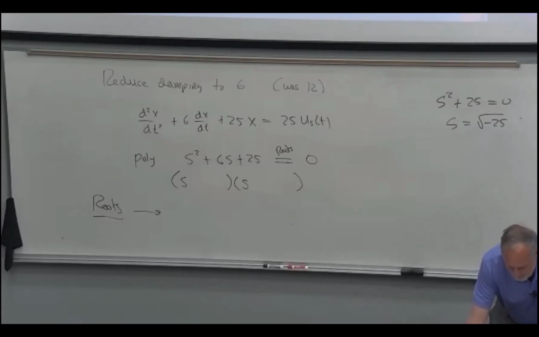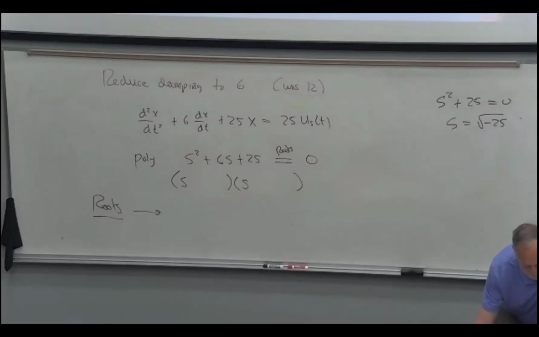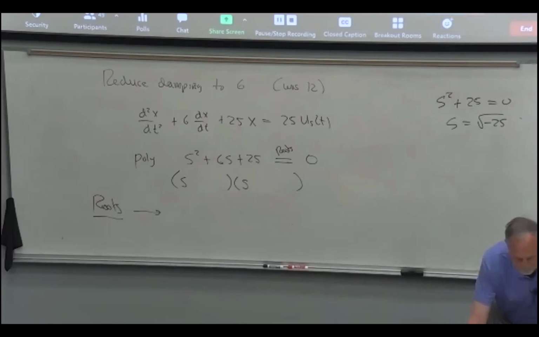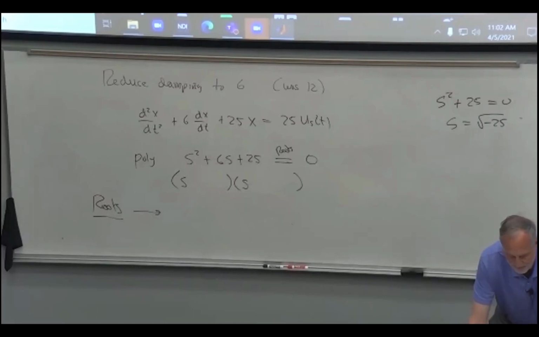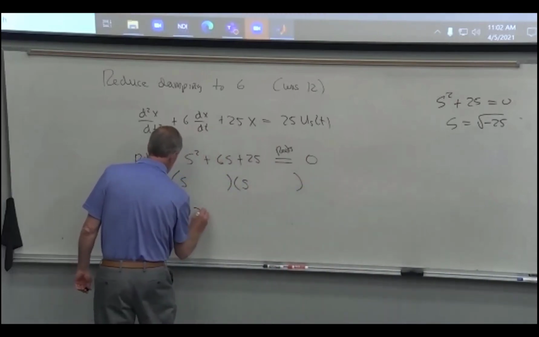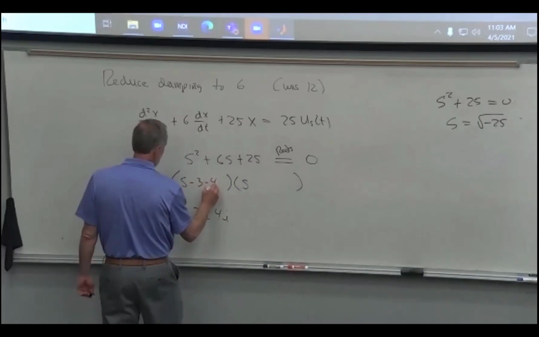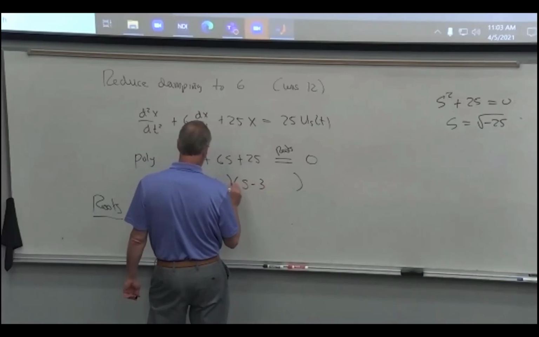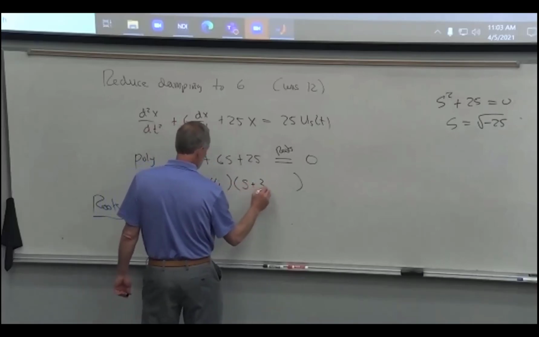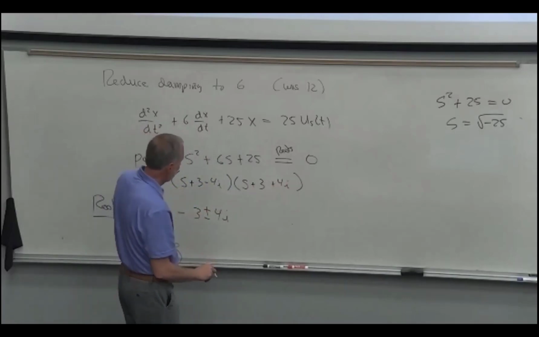Let's see if we've got it on here. Yeah, so somebody on Zoom, minus 3 plus or minus 4i, right? So we got s plus 3 minus 4i and s plus 3 plus 4i, right? Because we stick that in there, then it cancels out.